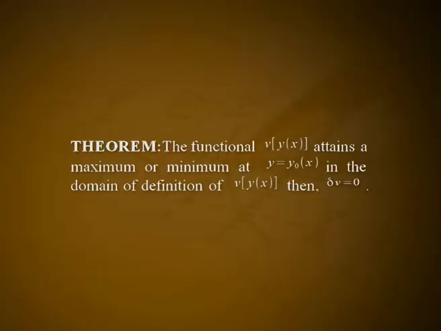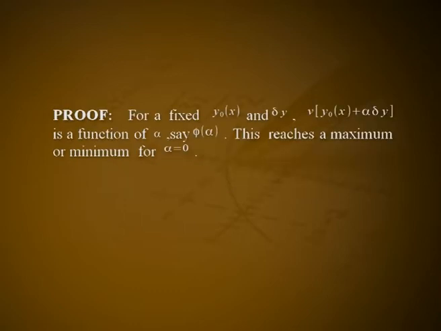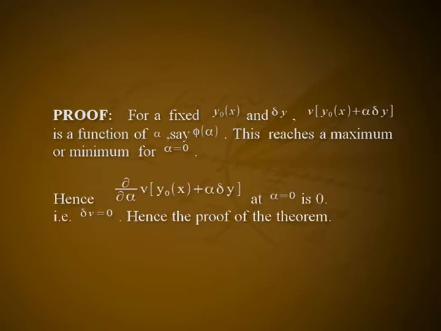Theorem: if the functional v[y(x)] attains a maximum or minimum at y = y0(x) in the domain of definition of v[y(x)], then delta v = 0. Proof: for a fixed y0(x) and delta y, v[y0(x) + alpha delta y] is a function of alpha, say phi(alpha). This reaches a maximum or minimum for alpha = 0. Hence, dou by dou alpha of v[y0(x) + alpha delta y] at alpha = 0 is 0. That is, delta v = 0. Hence, the proof of the theorem.